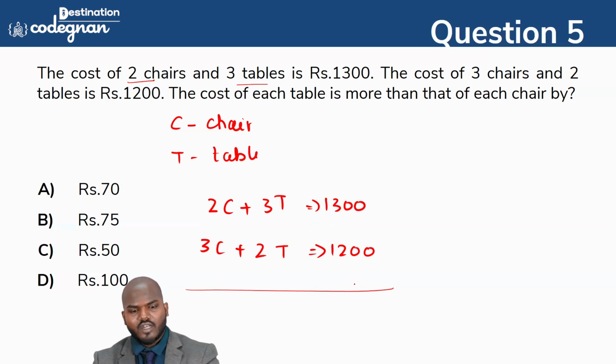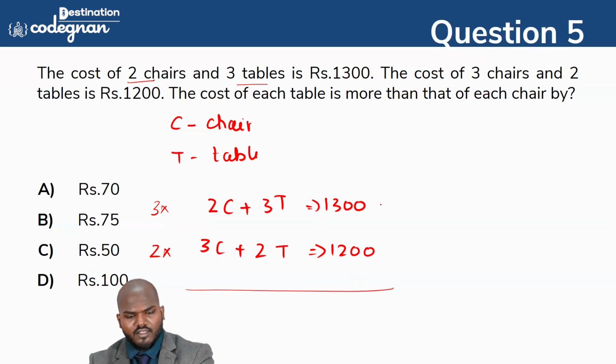So you need to know what is the cost of one chair and what is the cost of one table. First, I just want to cancel with the value of the chair or the table first. Whatever you want, you can take it up. So the cost of one chair, if I want to cancel here, I just need to multiply by 3, and then here I need to multiply by 2 in this one.